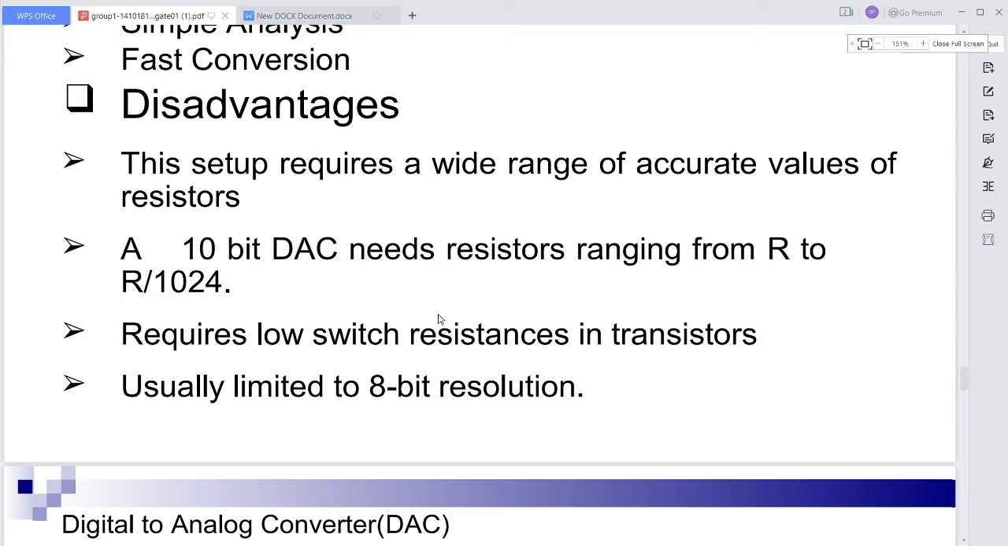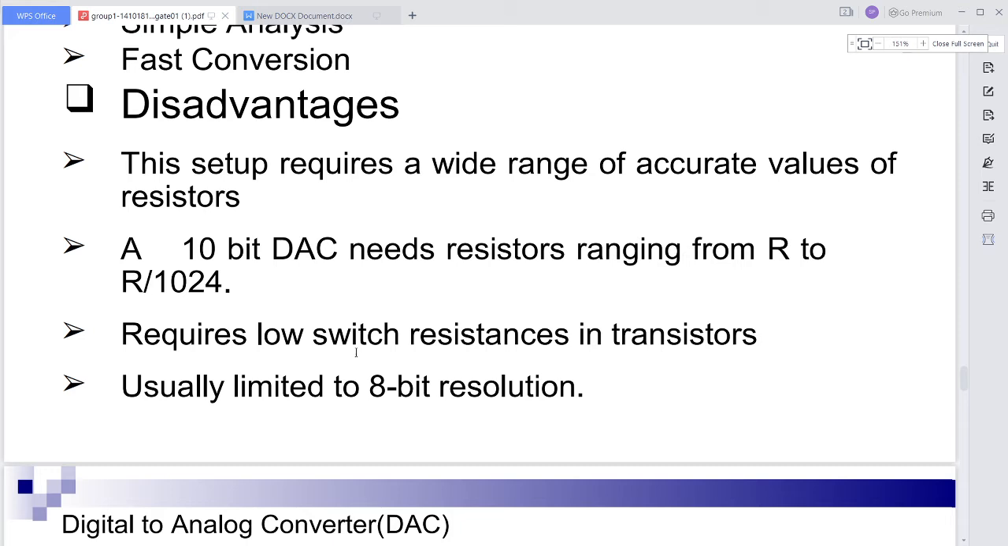So a weighted resistor digital to analog converter requires a wide range of resistor values like R, 2R, 4R, 8R, etc. For the 10-bit digital to analog converter, we require resistors from R to 1024R. Therefore, the largest resistor is about 1000 times the smallest one. These wide ranges of resistors are impractical in the fabrication of integrated circuits.